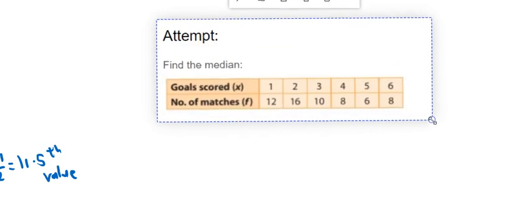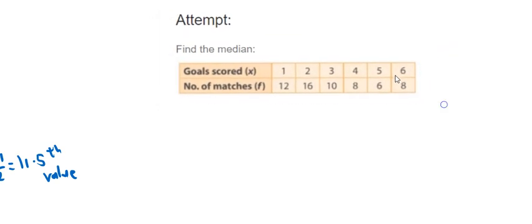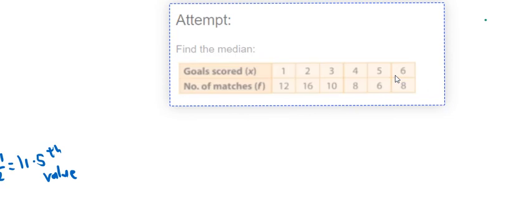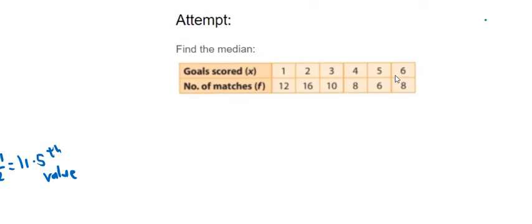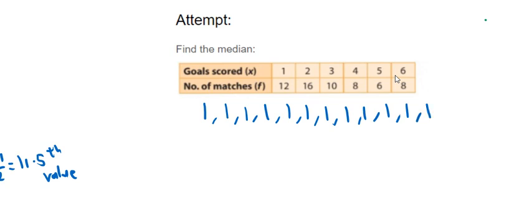So here's one that you can attempt yourself. If you want to pause the video here at any stage and just try it and then play it on, I'll keep going through the answer. But what you could do at the start is list out the data. In 12 different matches here, the team got 1 goal. So therefore, there's 12 different ones. So you'd have 1, 1, 1, 1, 1, 1, 1, 1, 1, 1, 1, 1. So there's 12 different games where they got 1 goal.